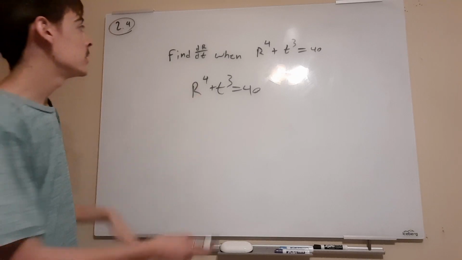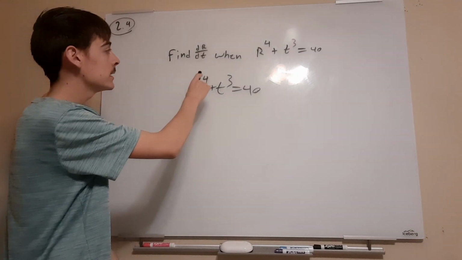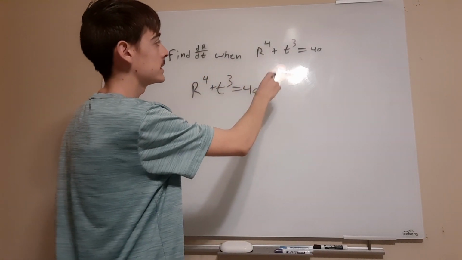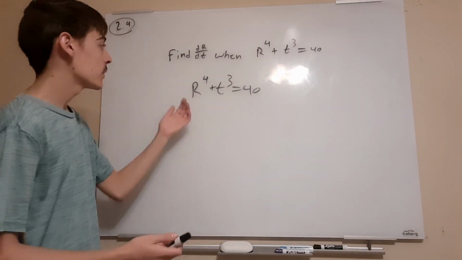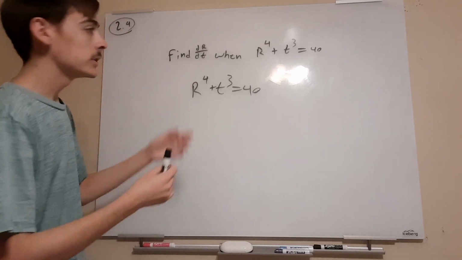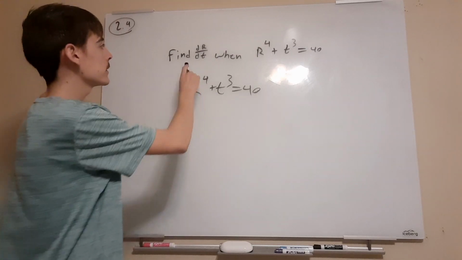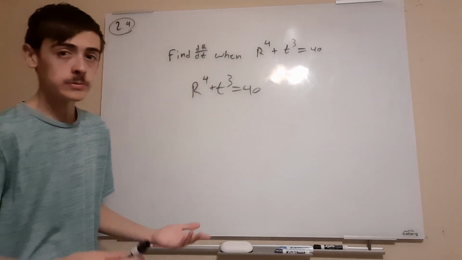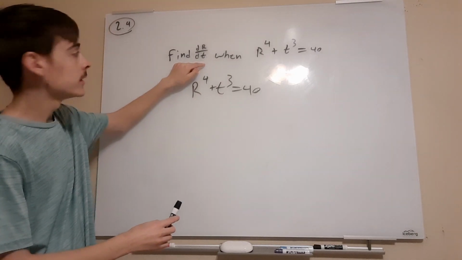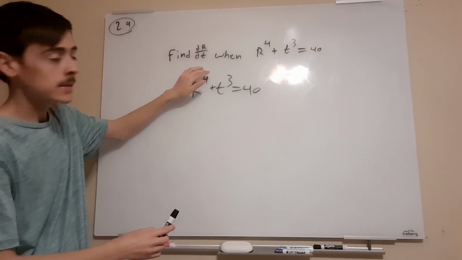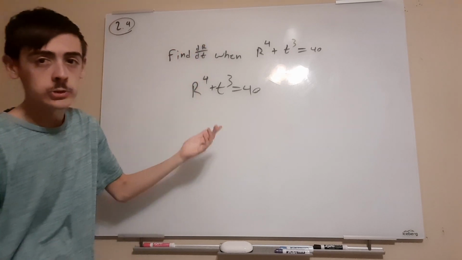So in this example, we have find dr dt when r to the fourth plus t cubed equals 40. So now we are not working with x and y, we're working with r and t. So let's go through that same process I said before. First, we're going to look at what we have to find and what it's with respect to. So I said that the second letter of the denominator of this d something is going to be the thing we treat like a variable.